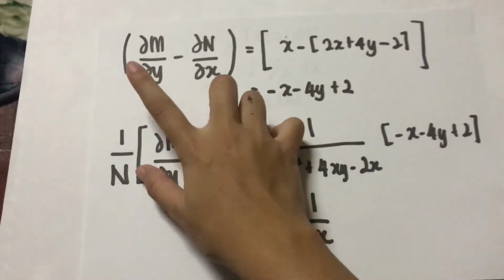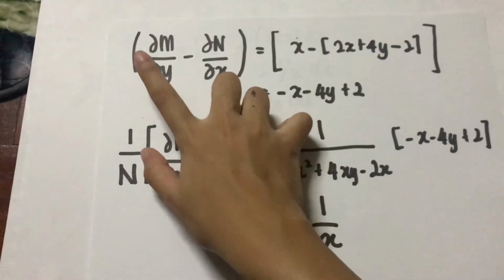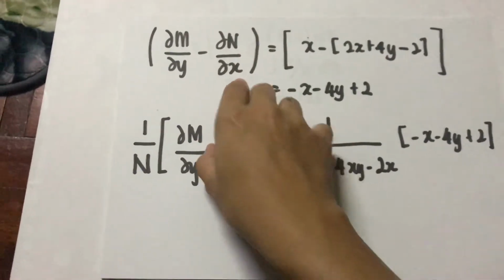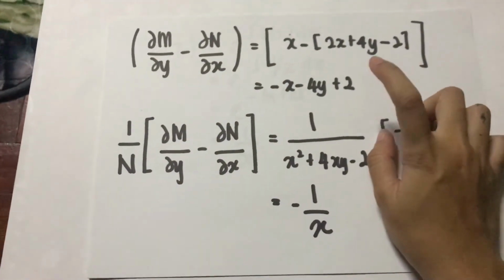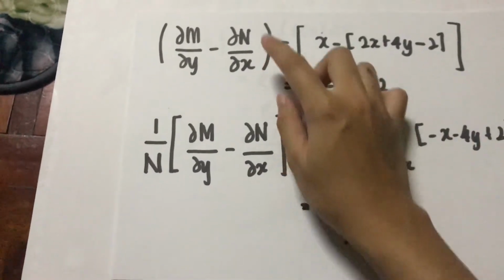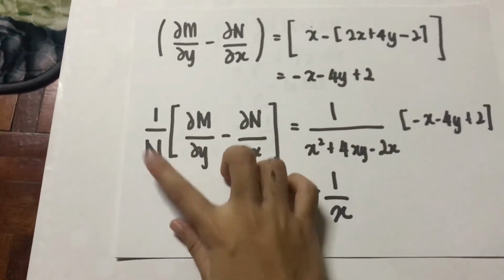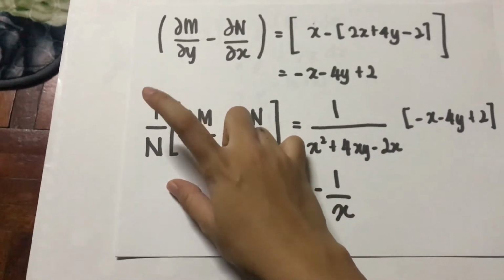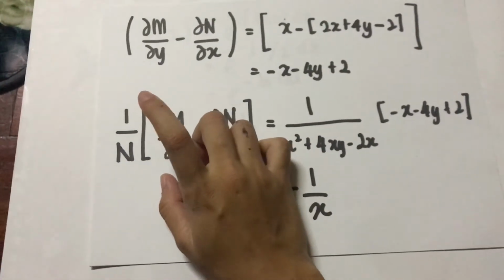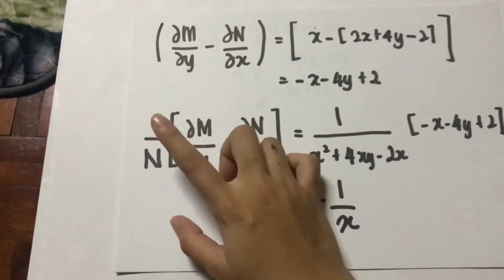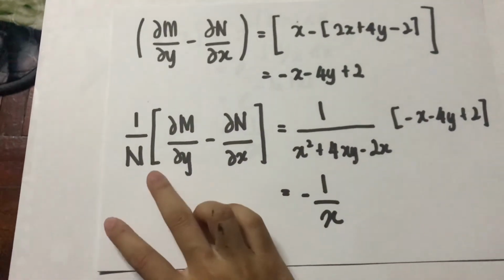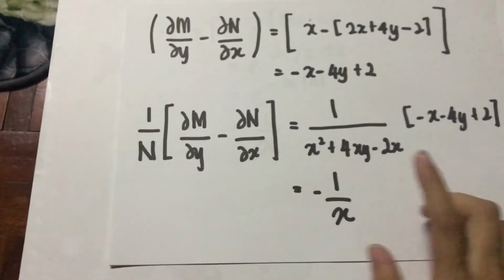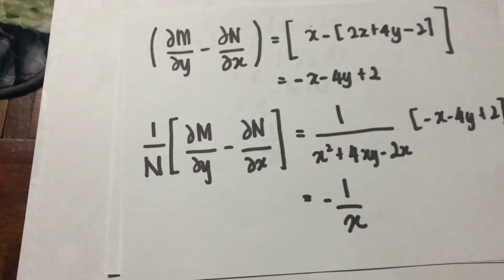Then we differentiate M with respect to y and differentiate N with respect to x. We need to subtract them, and we find this answer, and we're going to multiply it with 1 over N. Actually this one is not fixed. We can multiply it with 1 over M or 1 over N. We can choose so that we can have the simplest answer. So this one I choose 1 over N so that I get the answer 1 over x minus.